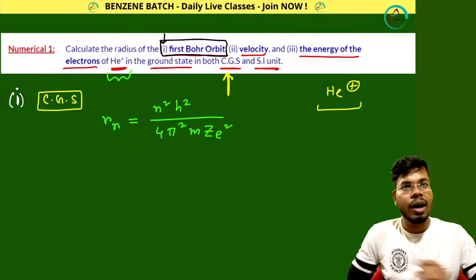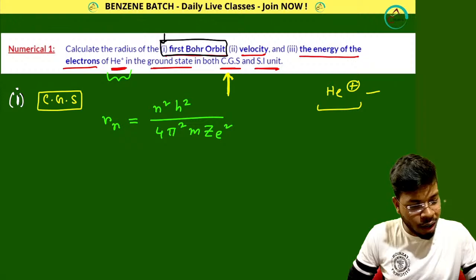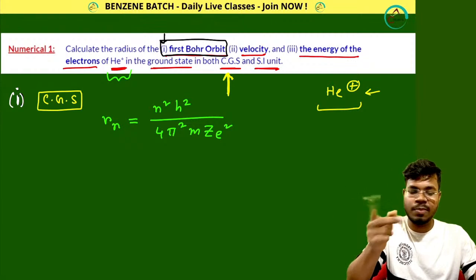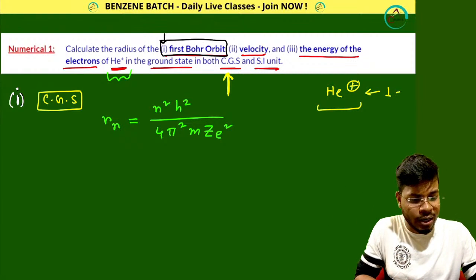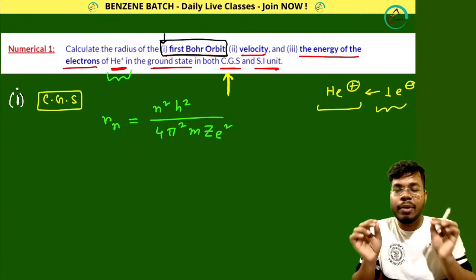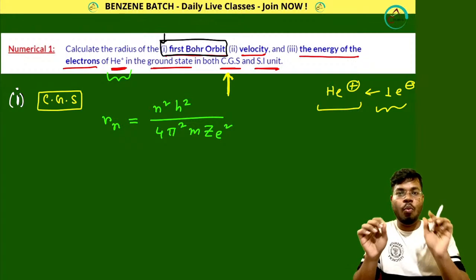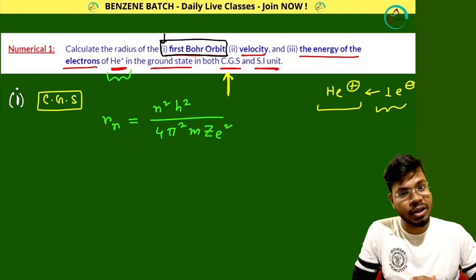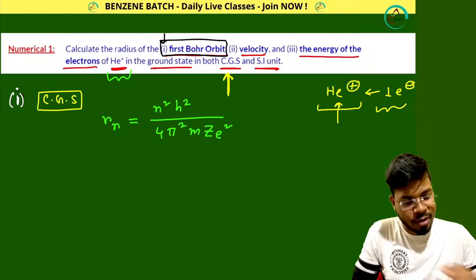For helium, how many electrons are there? Helium has 2 electrons, but as it is helium plus, it is a one electron system, right? That means Bohr theory is applicable over here. Why? Because Bohr theory is only applicable for one electron systems. Perfect. Got it? Then coming to the next one.